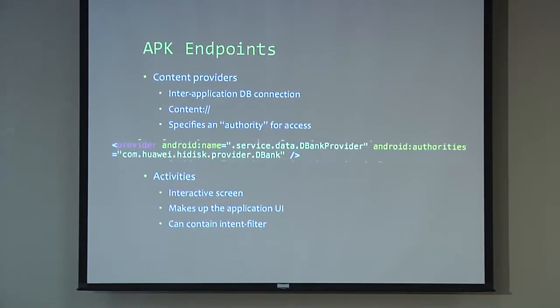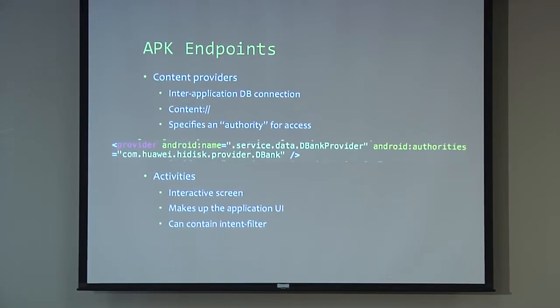The first one, and the one that we find the most bugs with, is a content provider. So a content provider is Android's interface to a database or a file. You access it with content:// and then the authority. So when you see it declared in the manifest here, provider, com.huawei.hidisk.provider.dbank, that's the authority. So content://authority is going to allow you to query that content provider and see what it supports, be it a database or a file.